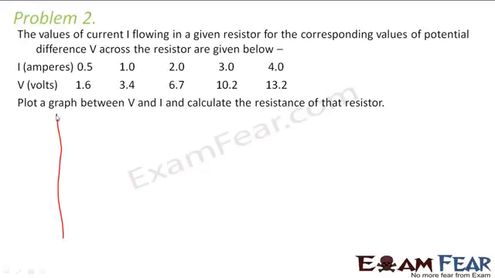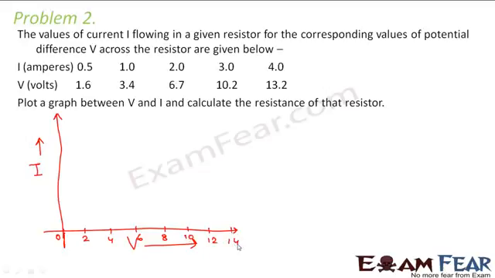So first of all, let us try to plot the graph. We take V along the x-axis and we take current along the y-axis. Let us say this is the origin. This is 2, 4, 6, 8, 10, 12, 14, and along the y-axis I take 1, 2, 3, 4.